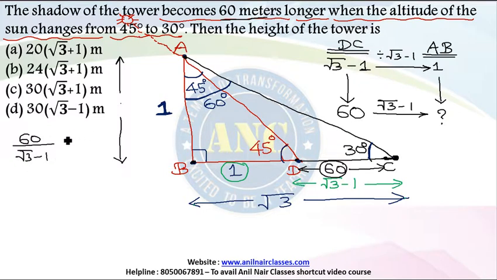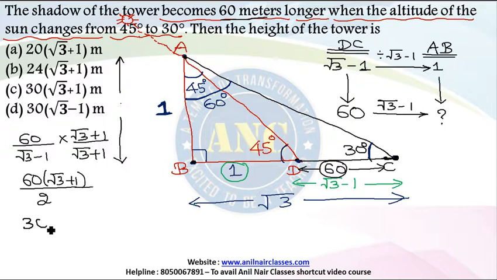But I do not like to keep the root 3 in the denominator. Rationalize and simplify, you will get the answer. Denominator is a minus b into a plus b. It is 3 minus 1, eventually it becomes 2. 60 into root 3 plus 1 divided by 2. Finally your answer will become 30 times root 3 plus 1. I believe it is very clear for you, sir.